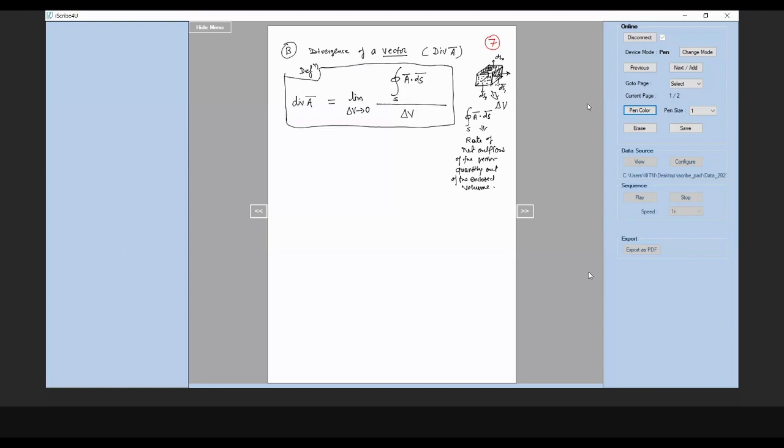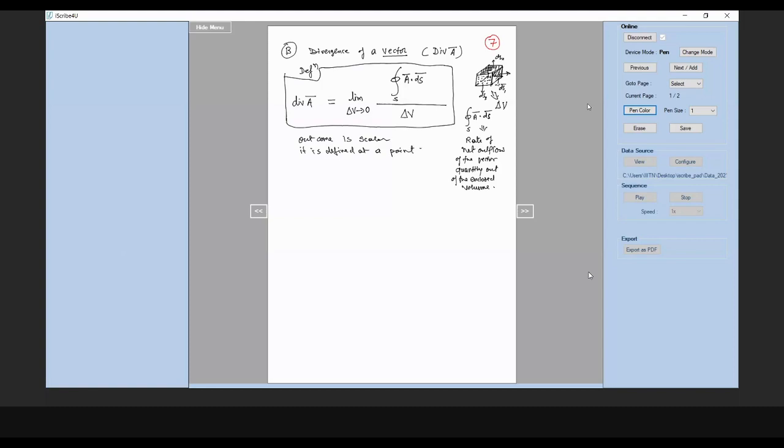There is no directional aspect of it. Therefore, the essential characteristic of this operation is that the outcome is scalar. This everybody should keep in mind. So the outcome is scalar, divergence of A is equal to, and delta V is tending to zero. So this would become a point. It is defined at a point.